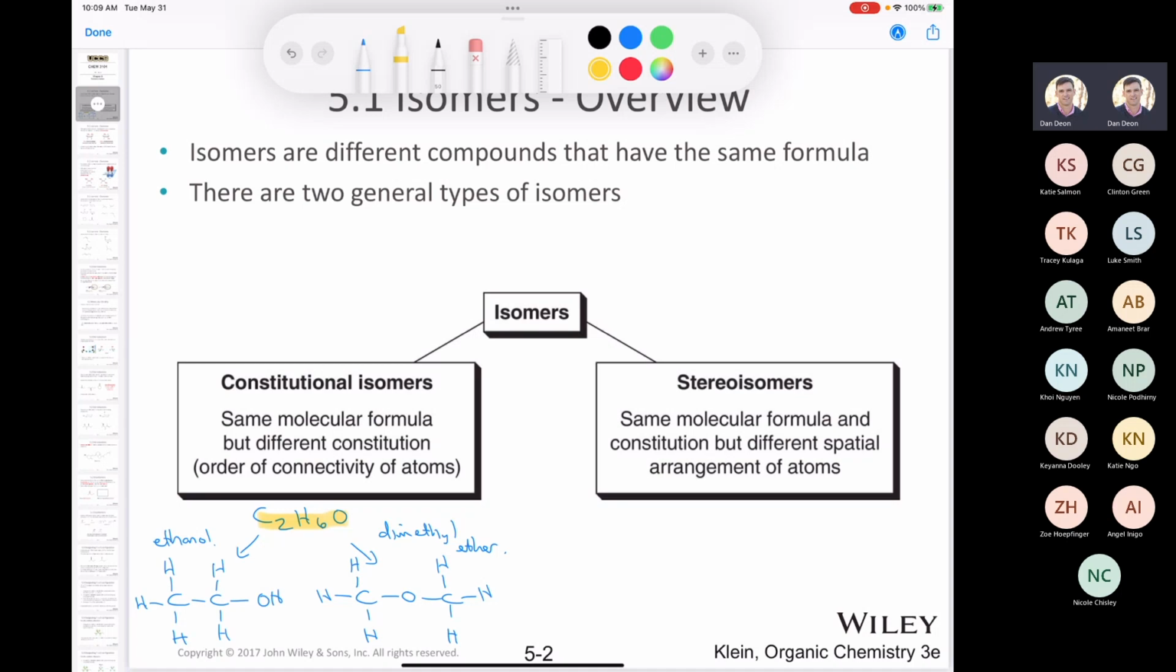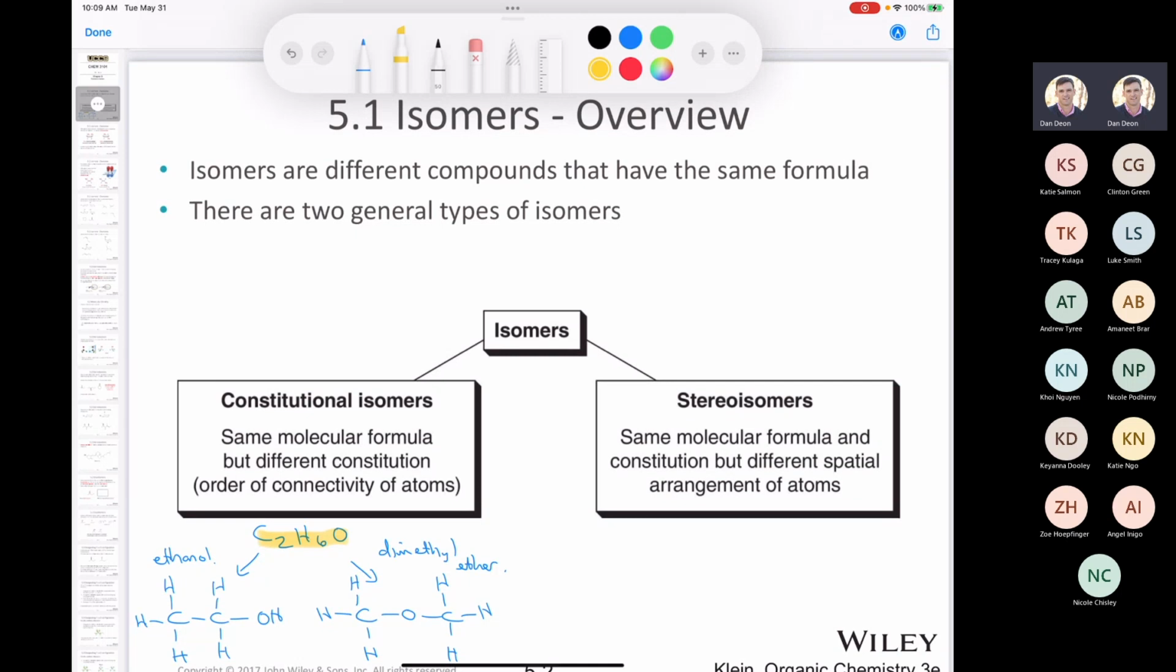But what we're going to focus on in this chapter will be the concept of stereoisomers. Now, stereoisomers are compounds that have the same molecular formula, but a different arrangement of atoms in space. And there are several examples that I could give you of this, but I'll just start with a simple one.